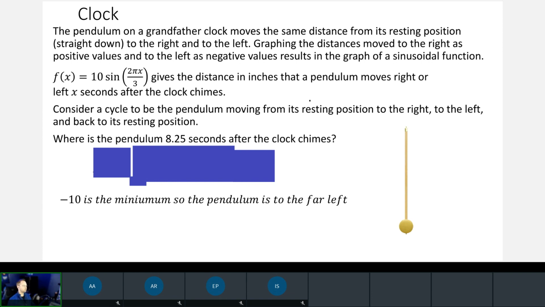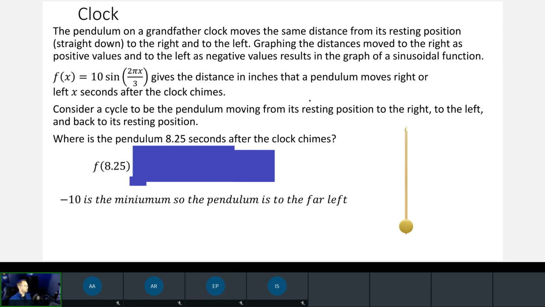Okay, I wrote that right. Yeah. So it's a minimum, so it's to the far left. You can say to the far left. You can say all the way left. As long as you're telling me that's to the far left. And yep, Emily was correct.